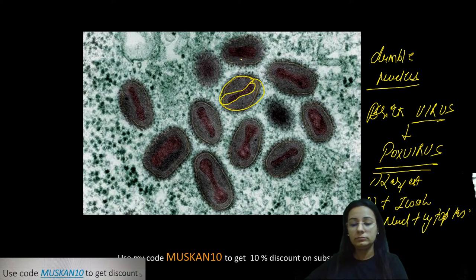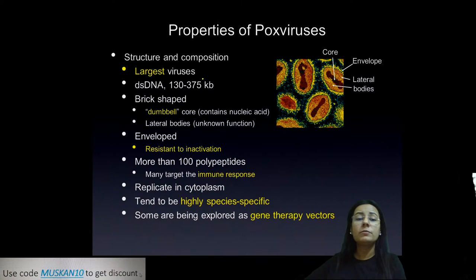Okay, and one more thing is that it is the largest and the complex virus, and not having typical icosahedral shape, with a dumbbell shaped nucleus and the shape of that of the brick. So largest, dumbbell shaped nucleus, resistant to inactivation, and because it is enveloped, just remember the examples of the non enveloped RNA and the DNA viruses.